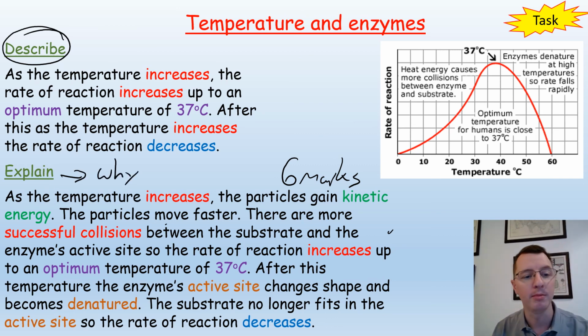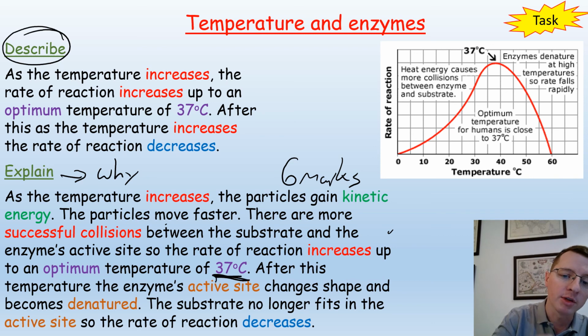Why does this happen? So, as the temperature increases, the particles gain kinetic energy, the particles move faster, there are more successful collisions between the substrate and the enzyme's active site, so the rate of reaction increases up to an optimum temperature of 37 degrees. After this temperature, the enzyme's active site changes shape and becomes denatured. The substrate no longer fits in the active site, so the rate of reaction will decrease.